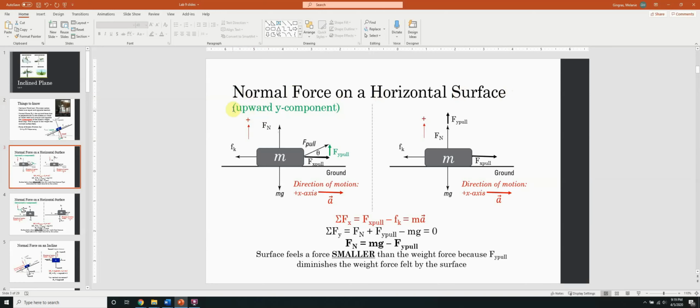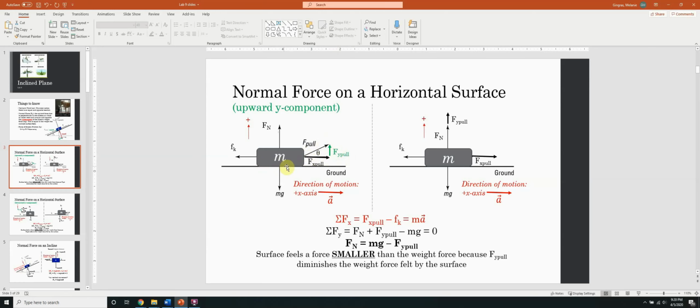Right here in this example, we have an upward y component to our force. You can see we've got this mass resting on a horizontal surface. We have this pulling force at some angle theta, and you can see that there is the horizontal component, which is Fx pull, but there's also a vertical component to this force, right? And that's what we want to focus on here, Fy pull. We have an upward component to our pulling force, and that is going to impact our normal force, right?